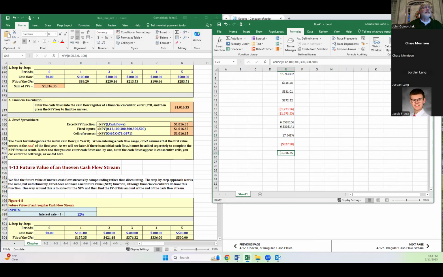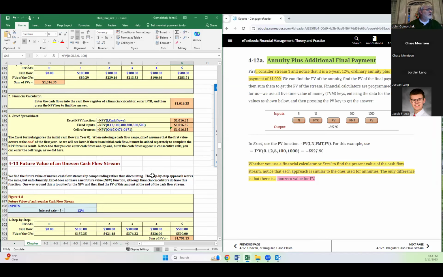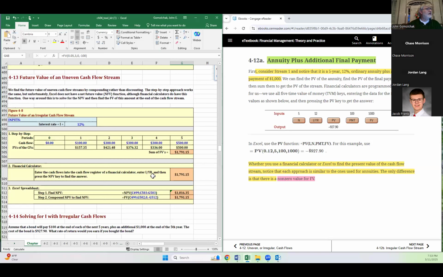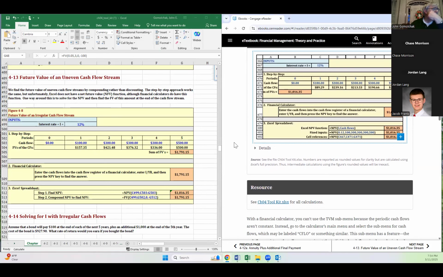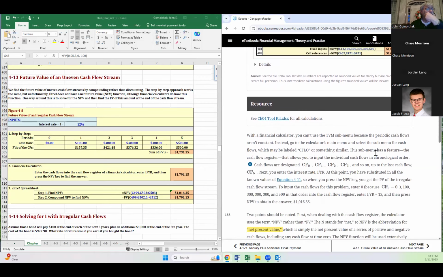All right, getting rid of this again. Future value of an uneven cash flow stream. Okay, an irregular count. Panel A shows a basic timeline. It contains the inputs, and first use a step-by-step approach to find present value of 1016. All right, we already did this. Uneven. Let's move forward.